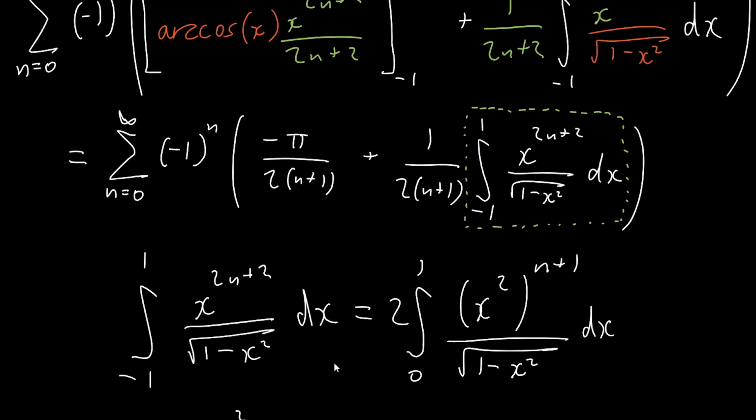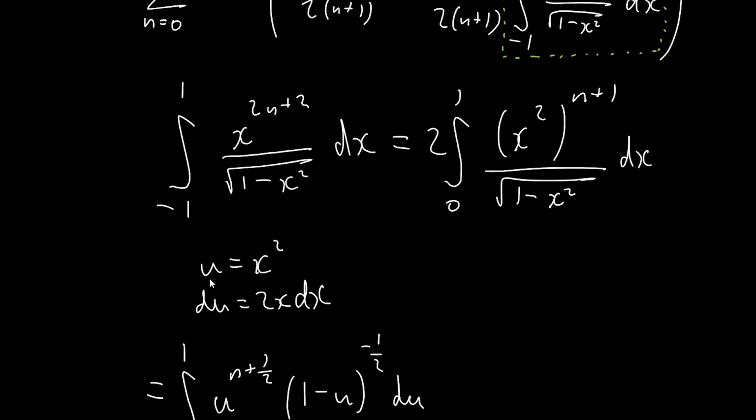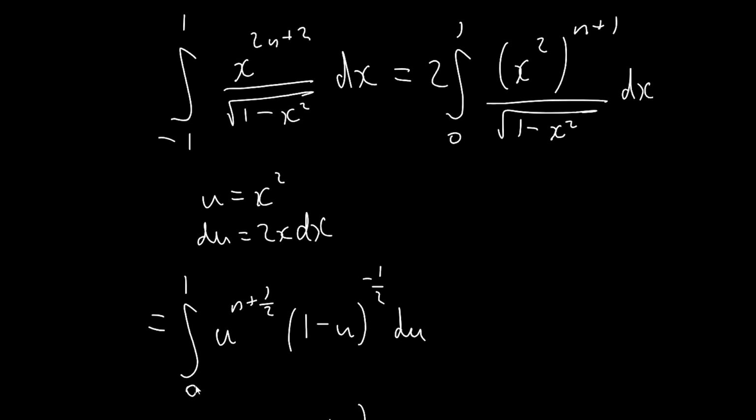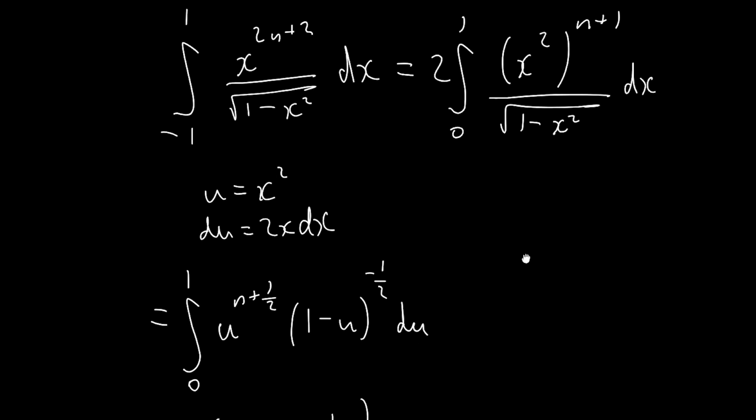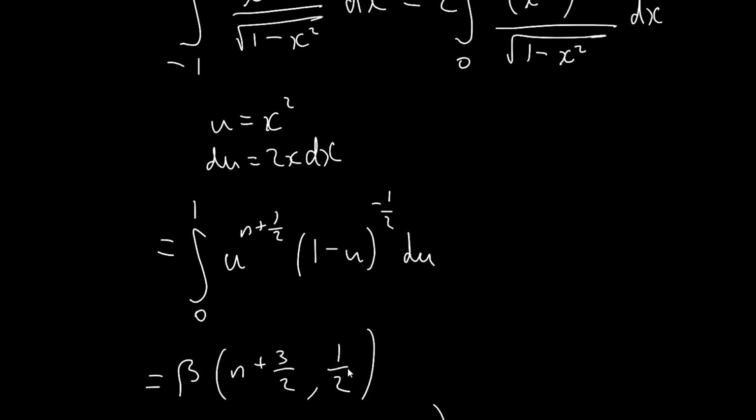And what we can do is we can write this as, instead of using 1 and minus 1 as the bounds, if we have 1 and 0 as the bounds and times it by 2, we can do this because this is an even function here that we're integrating. So double the integral between 0 and 1 is going to be the same as the integral between minus 1 and 1. And as well as that, we can also write this as x squared to the power of n plus 1. So now if we do a substitution for u equals x squared and du equals 2x dx, now we end up with the integral between 0 and 1 of u to the power of n plus a half times 1 minus u to the power of minus a half, which is actually the beta function of n plus 3 over 2 and a half.